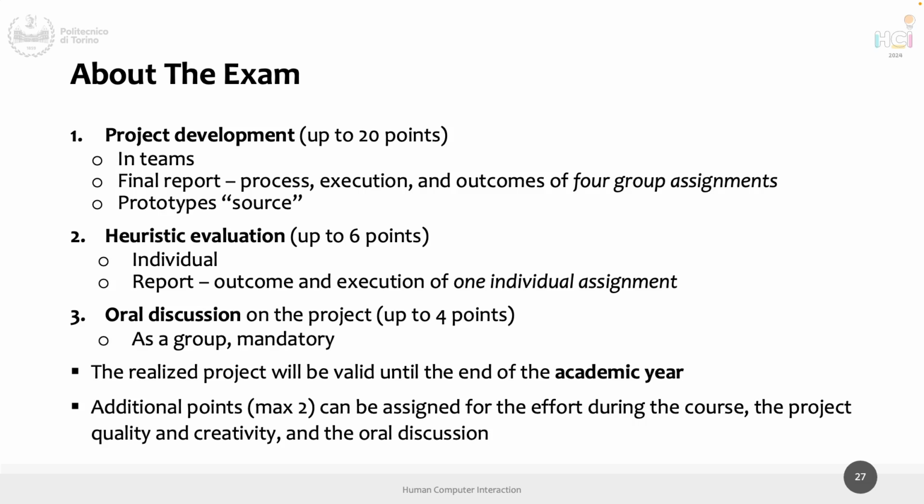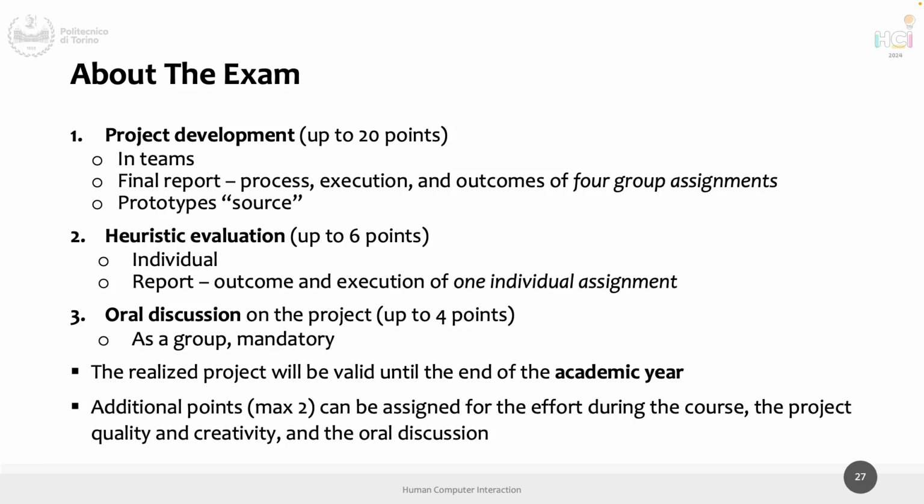The final report is a document, not a set of slides, like a PDF, or a Word document transformed into PDF, that tells us the process, the execution, and the outcomes of all the group assignments, including assignment 5. That PDF needs to be in your group repository, the one named as your group. The other thing you need to deliver for the exam is the source code of the prototype, and that will be in your other group repository, the one named as your project, not as your group.